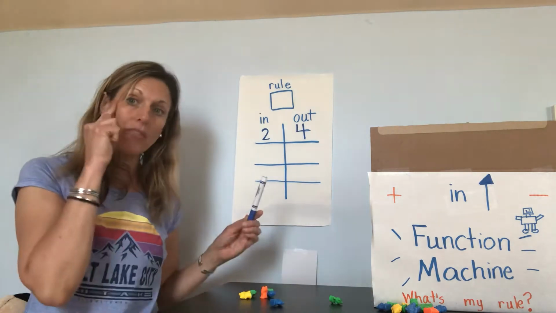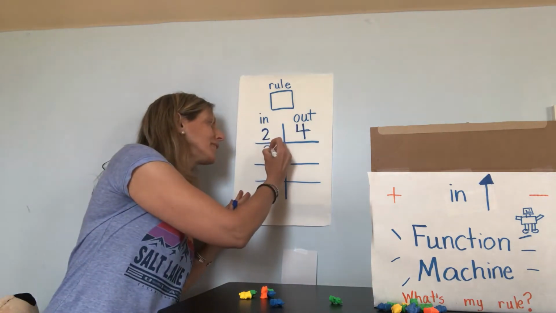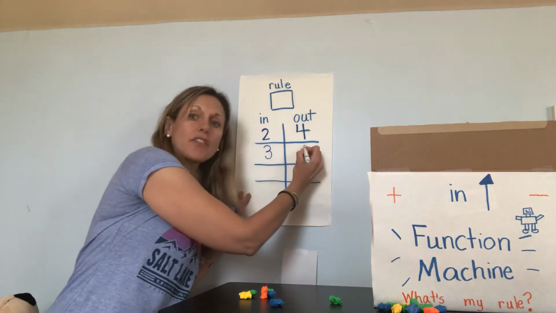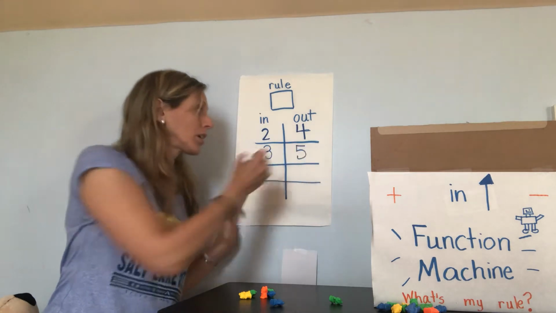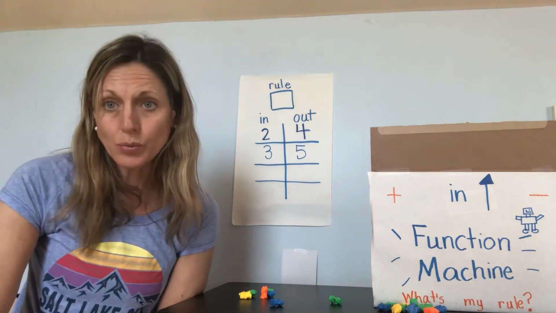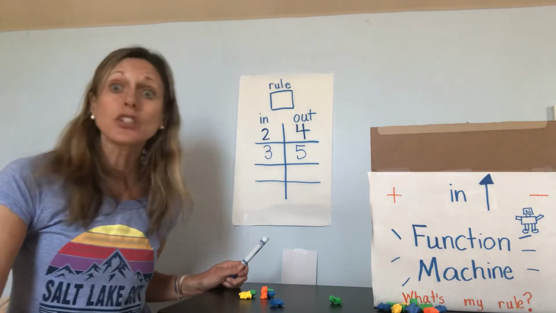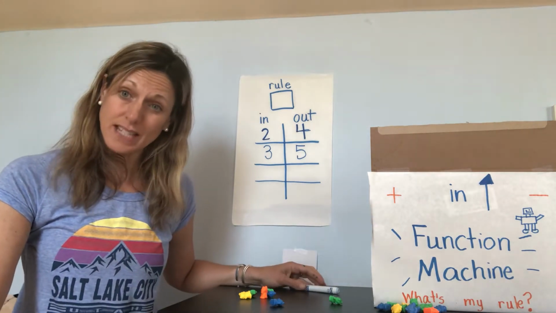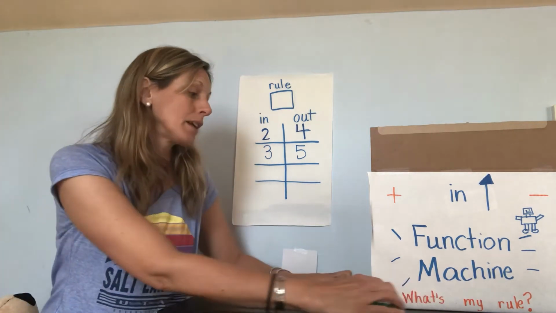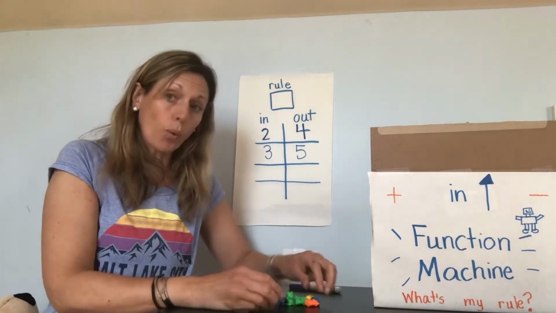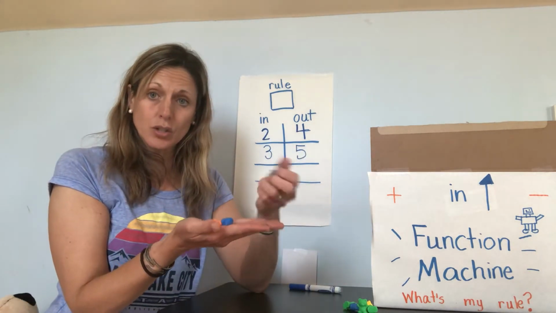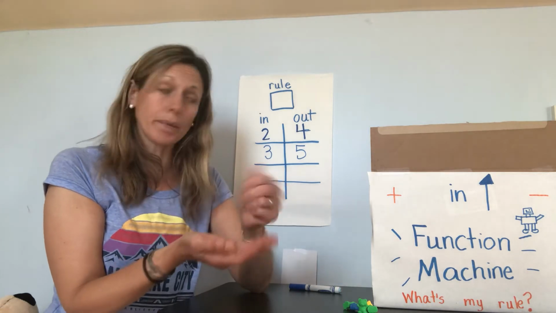So let's think about that. 3 went in. Let's write it under the in section. And 5 came out. That goes in the out section. I wonder what the rule could be. Let's try another one and we'll see if we can figure the rule out. Okay, this time Mrs. Horn's going to take 4 bears. Okay, I have 1, 2, 3, 4 bears.